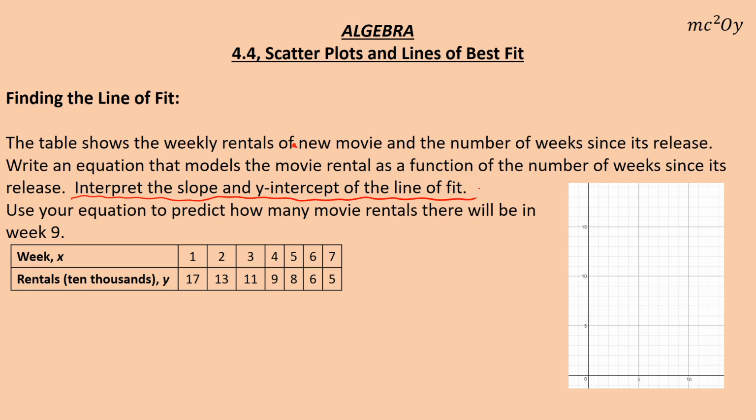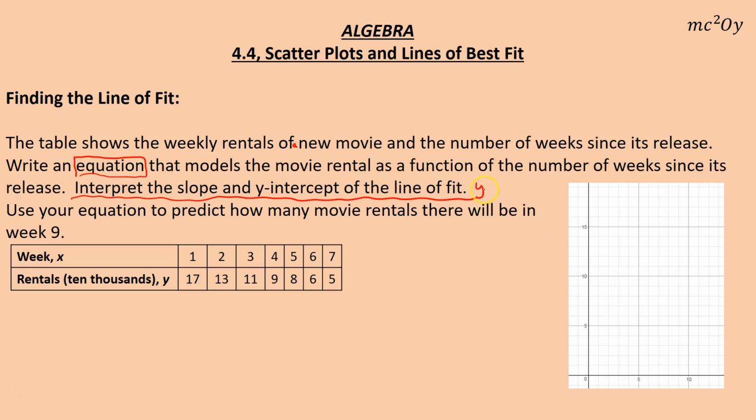When we're dealing with lines of best fit, we want to always know what we're actually looking at. Anytime we look at linear data, or any data for that matter, and graph it, we want to know what we're looking at. So we're going to interpret the slope and y-intercept. Use your equation to predict how many movie rentals there will be in week 9. Well, we have to write an equation first. This is going to be an equation in the form y equals mx plus b. We know m is our slope, b is our y-intercept.